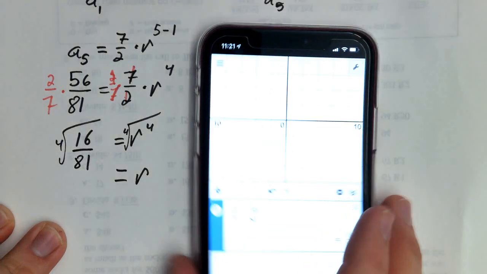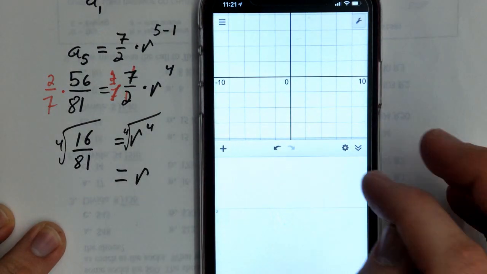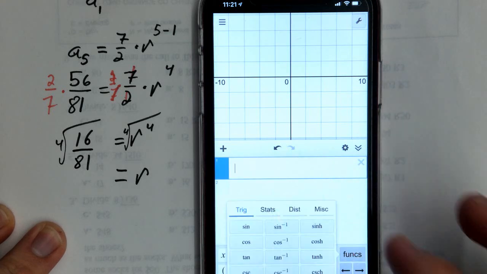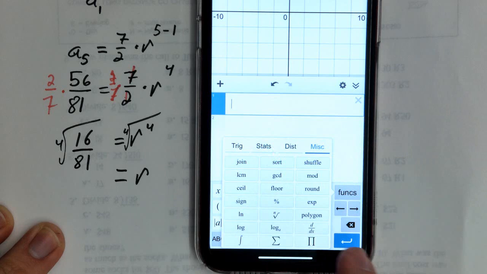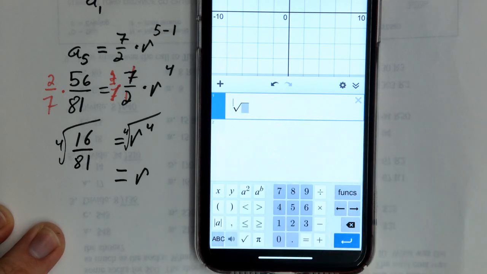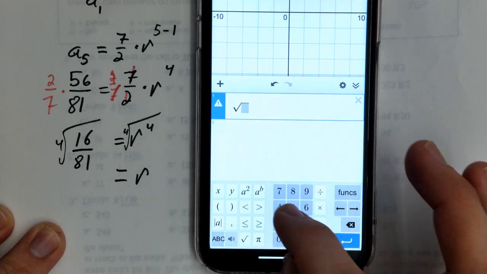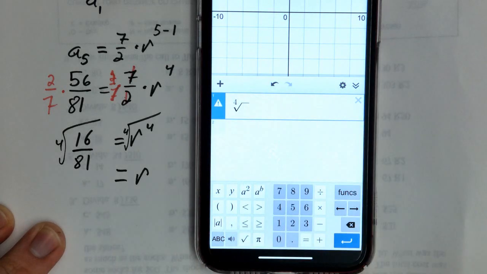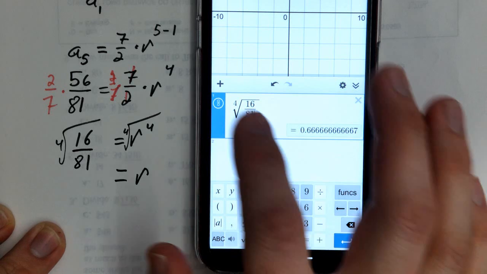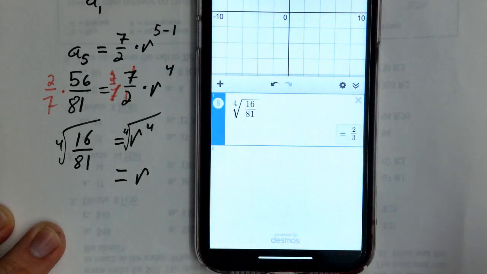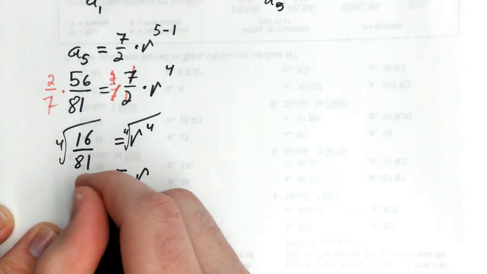In your calculator, in Desmos, you're going to go to functions, and then miscellaneous, and then fourth root is right here. Or sorry, nth root is right there. So you put in 4, and then you're going to put in 16 divided by 81. So you get 2/3. So r is 2 over 3.